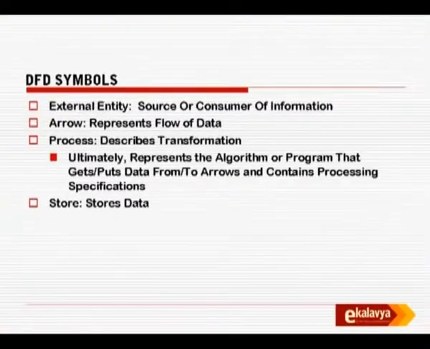Okay. So these were the DFD symbols: external entity, which is a source or consumer of information. Arrow represents flow of data. Process describes transformation. It ultimately represents the algorithm or program that gets or puts data from or to arrows and contains processing specification. The processing specifications technically are called P-specs.